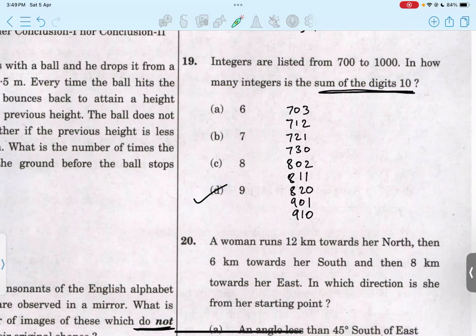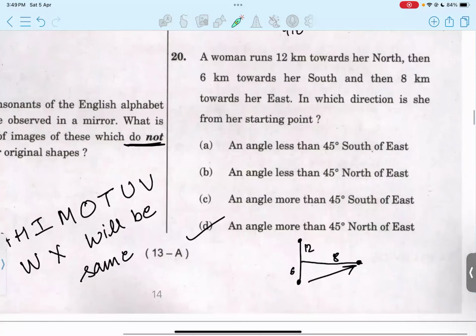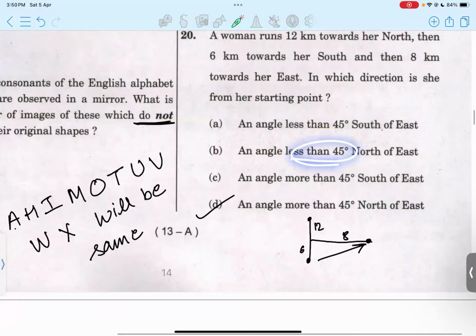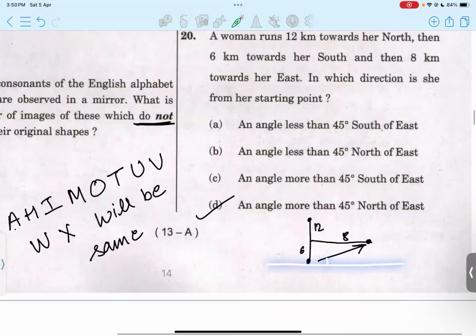Option D. Now, question 20, a woman runs, again the direction is there. So I believe option D, that angle more than 45 degrees northeast. Option B, less than 45 degrees. Okay, so it is talking about this angle. Because this will be 90, it is forming a right angle triangle.